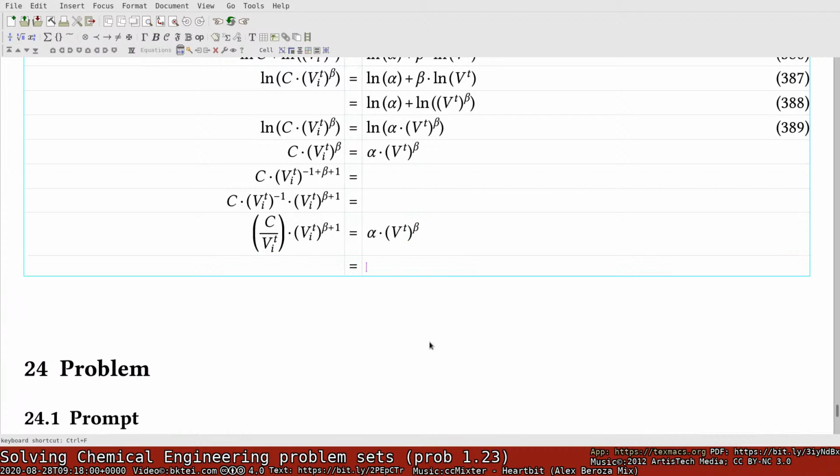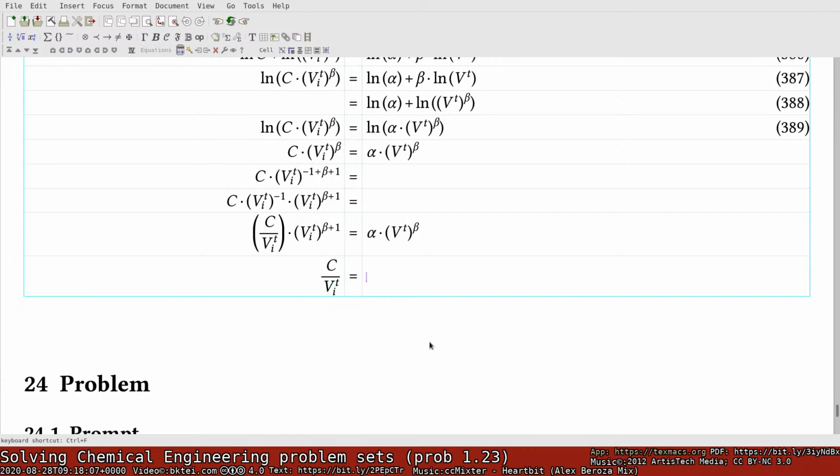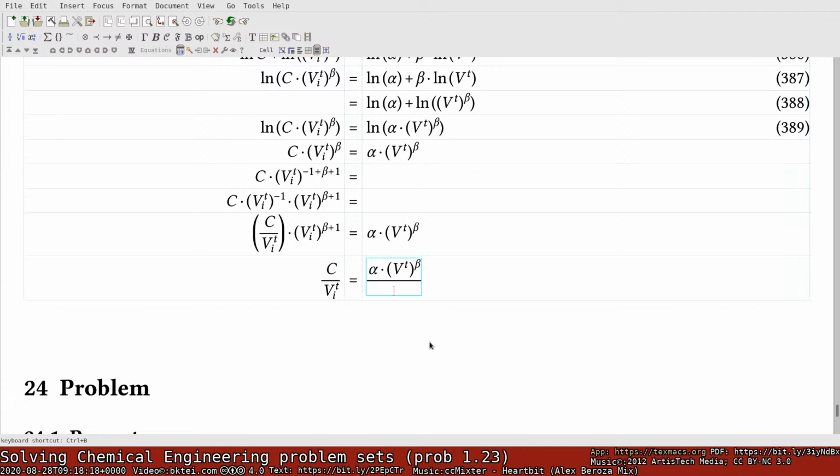Okay, so yeah, we could just say C of V sub I raised to the T is equal to this guy divided by this quantity.